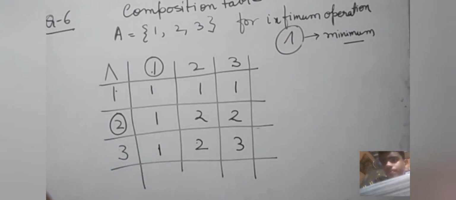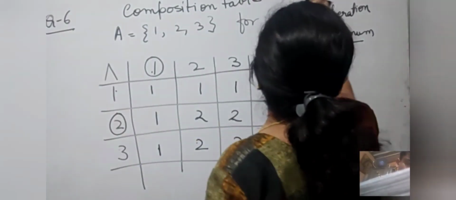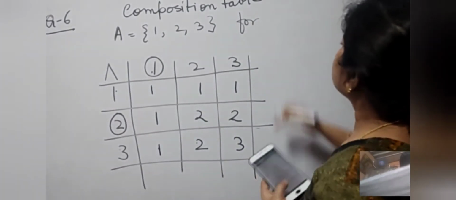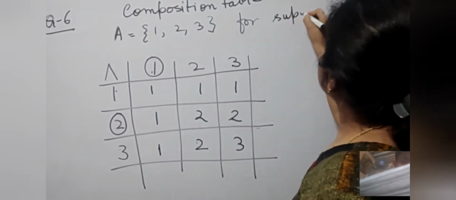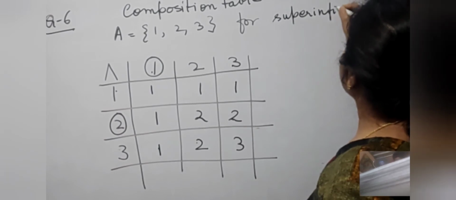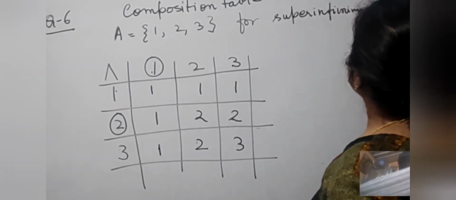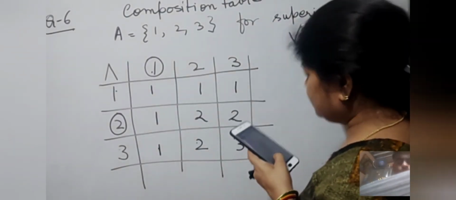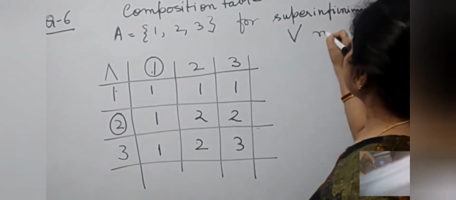Now the next question. We have to make a composition table for the supremum operation. The supremum operation has this sign, and it means maximum value.